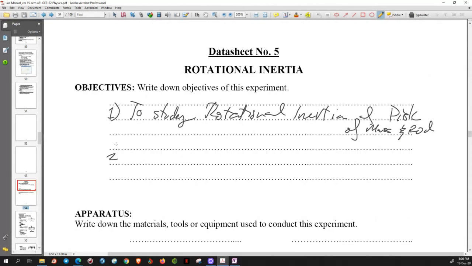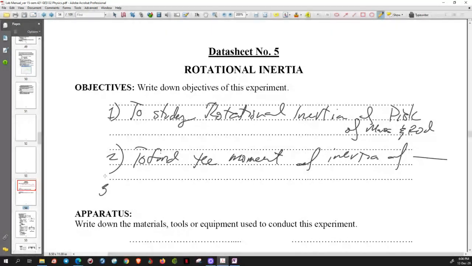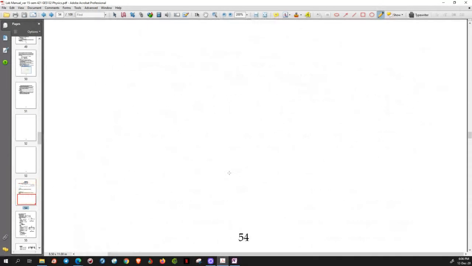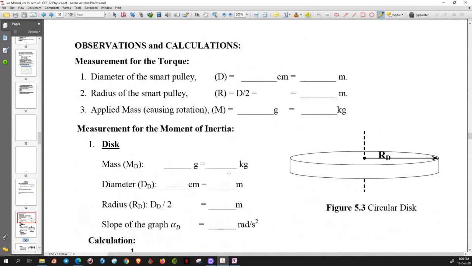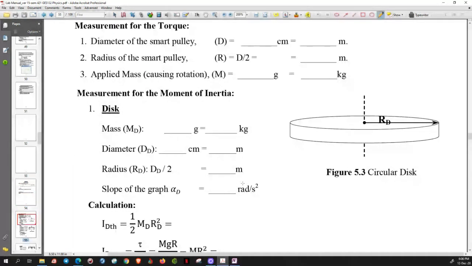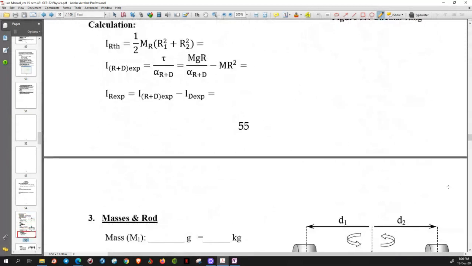Okay, what else? Aside from studying, you need to calculate, you need to find, okay, to find the, you can say, moment of inertia of solid disk. Okay, you can continue that one. What else? Let's say you need to write 3. There is something else that you have to find. Okay, you can go to the calculation part, and in the calculation part, you can have your objectives from there.